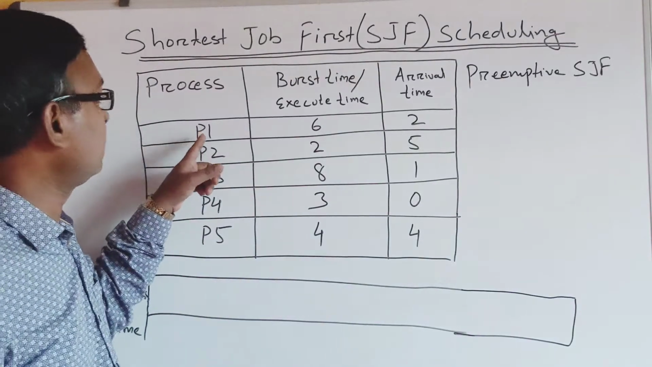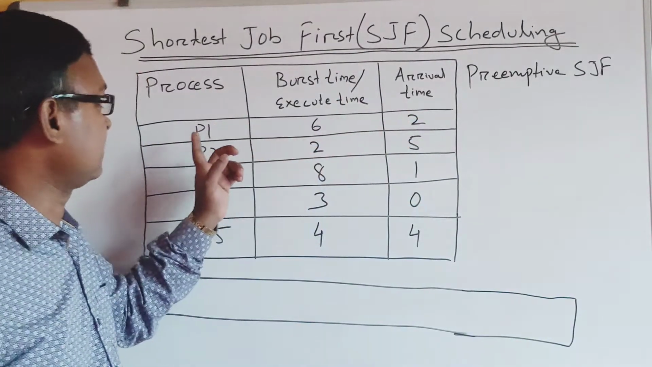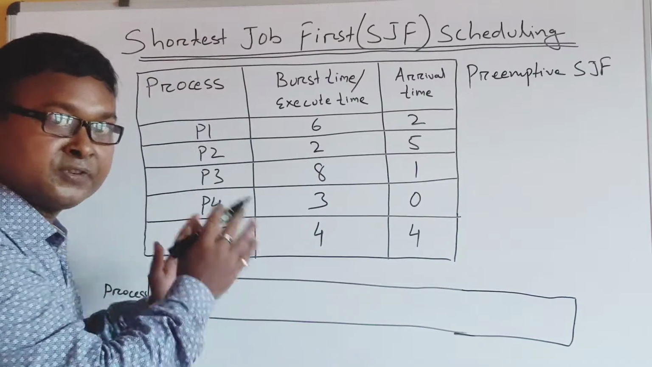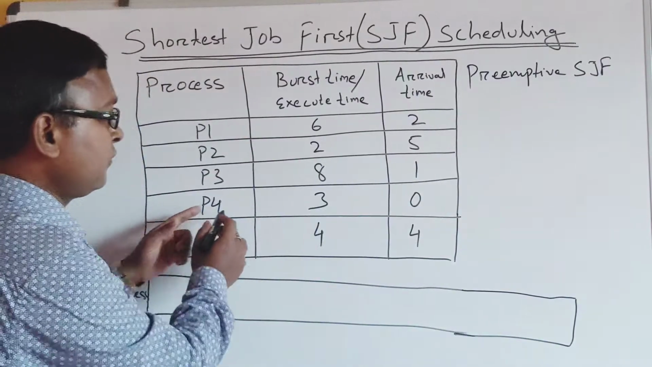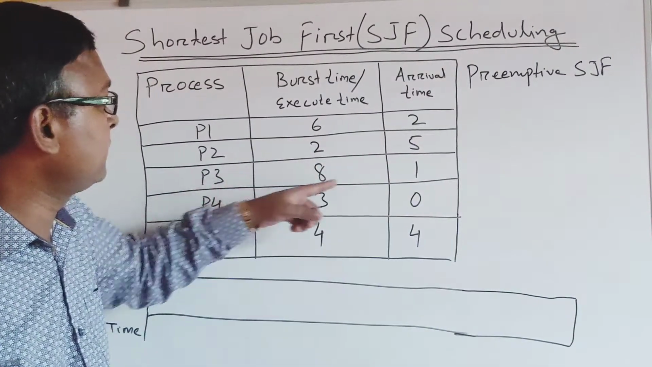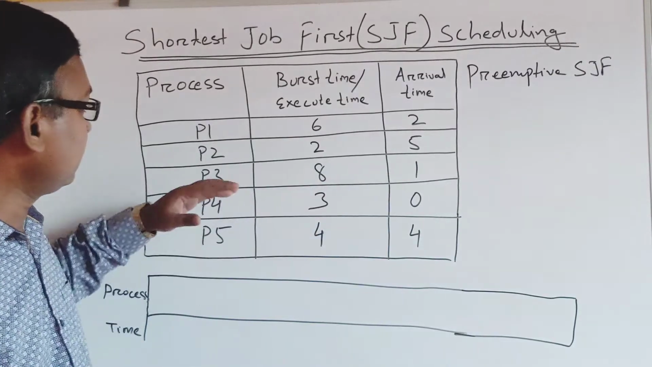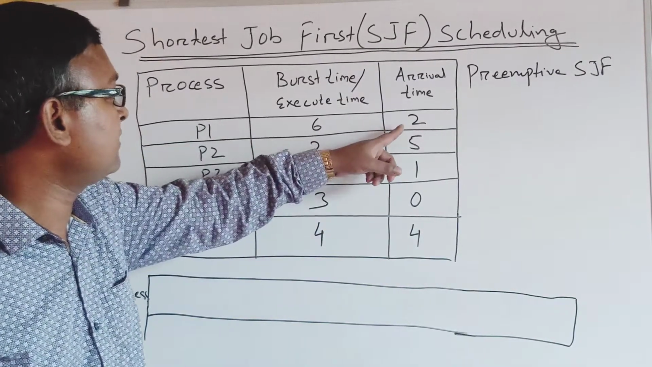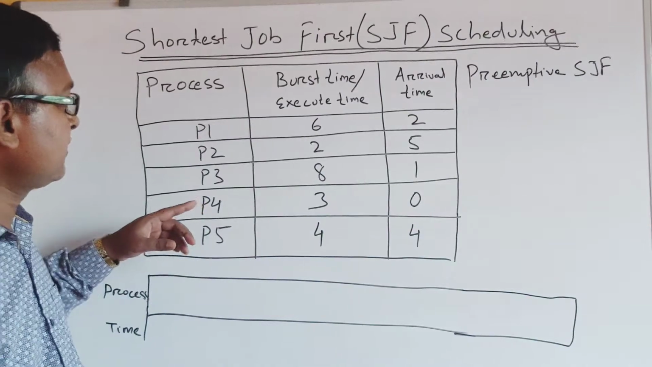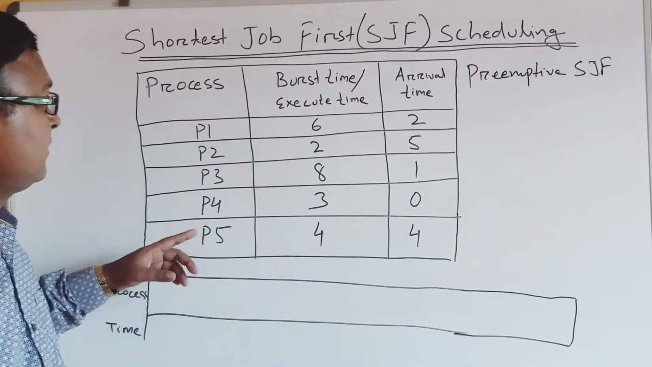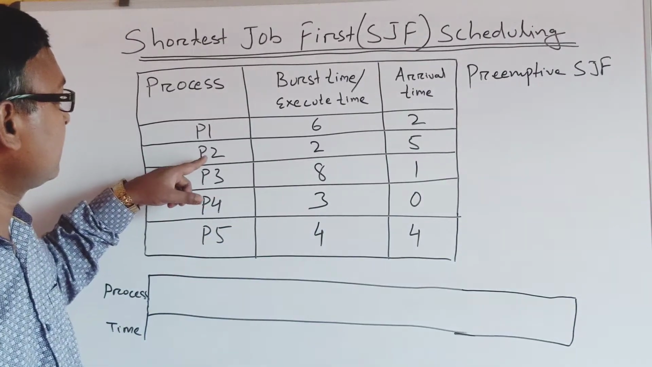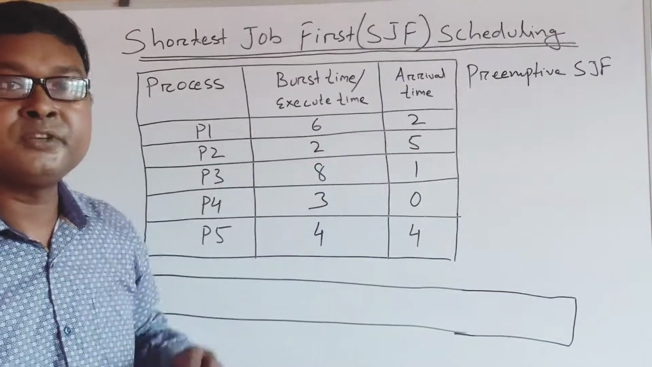Now, what is the arrival time of the individual processes? The first process that arrives into the processor is P4 at the 0th time. The second is process P3 at 1 unit of time. The third is P1 at 2 units of time. The fourth is process P5 at the 4th unit of time. And the last process is P2 at the 5th unit of time.